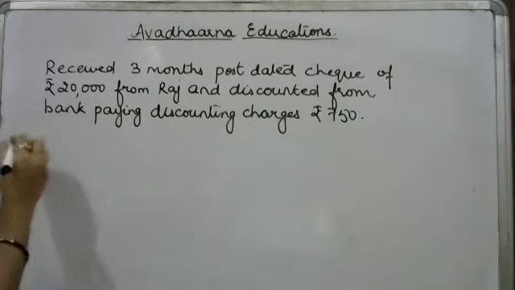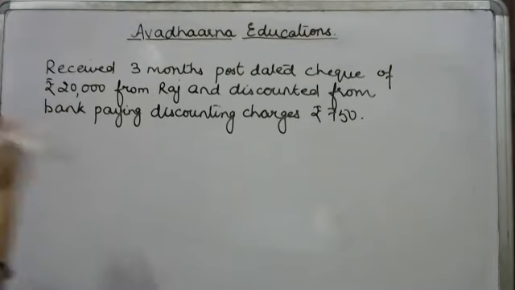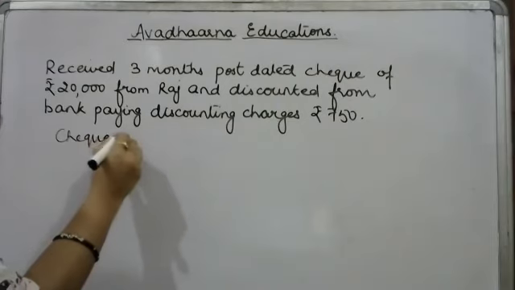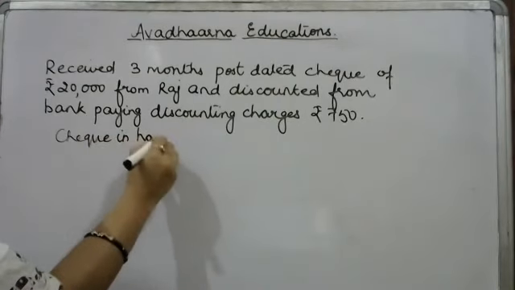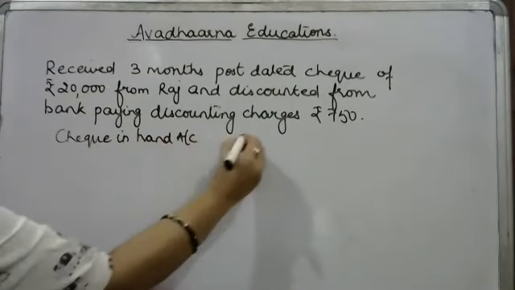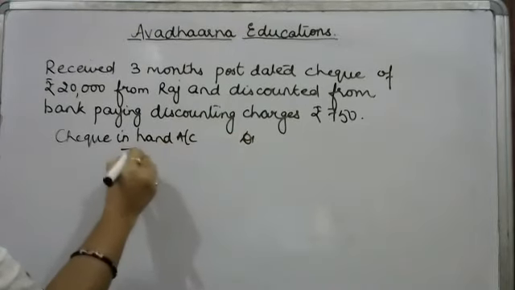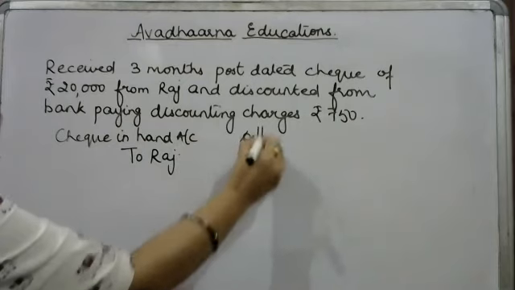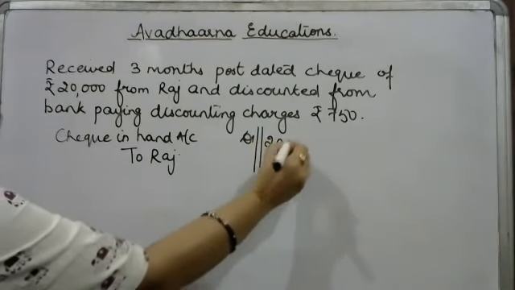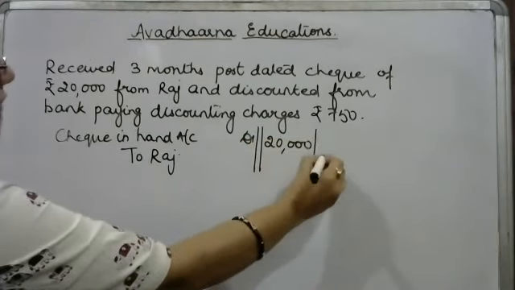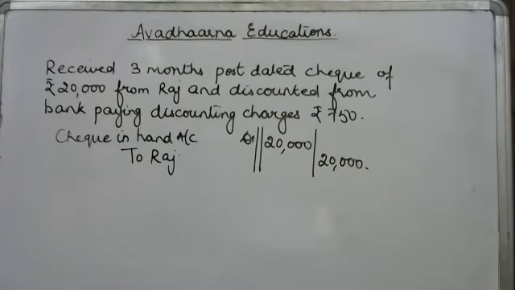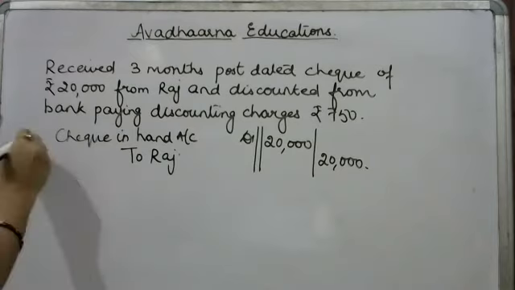So when we receive this check, fine, then we are going to record the entry check in hand account debited to Raj, fine, and the amount is 20,000. Now we are in a need of money. Business is in a need of money today.